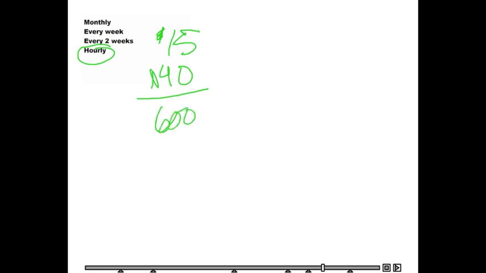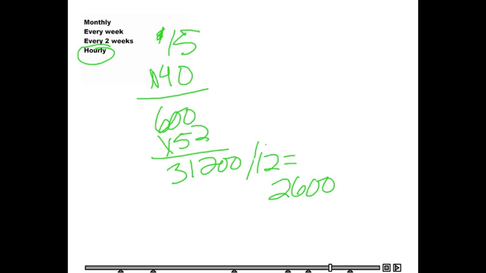And that just starts us where we were before. When we had a weekly income before, we multiplied that by 52. And if you multiply 600 by 52 on your calculator, that's going to give you $31,200 a year. And then to get our monthly amount, we're just going to divide that by 12. So when you divide that by 12, that gives you a monthly income amount of $2,600.